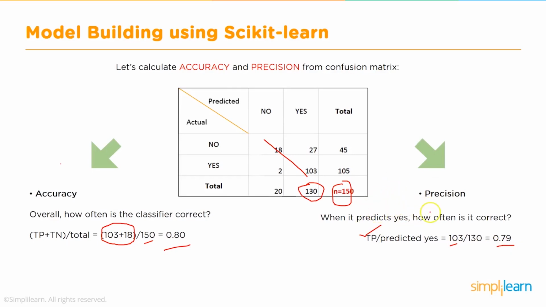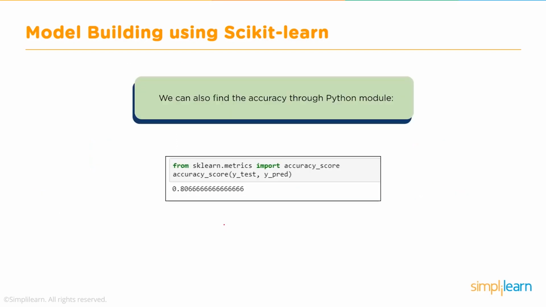So this is just a simple formula and a term that you need to remember. So accuracy is, you need to take total of true positive and true negative divided by the total number of observations, whereas precision is true positives divided by the totally predicted positives. Okay. So that is our accuracy and precision.